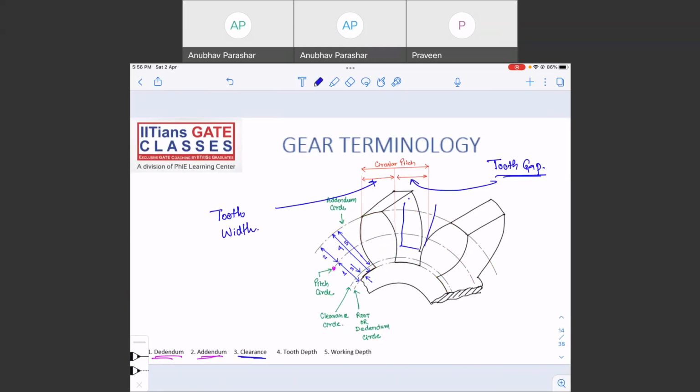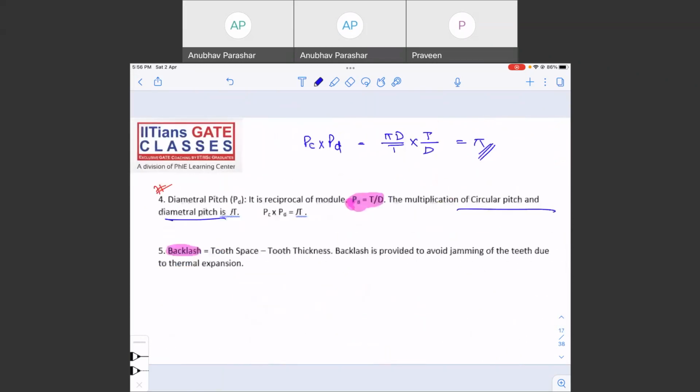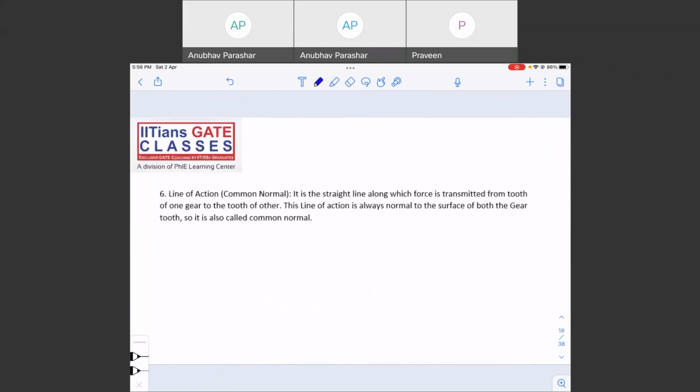When another tooth comes here, it should not get jammed. So generally the tooth gap will be a little bit more than the tooth width. Tooth space minus tooth thickness is known as backlash. So backlash is tooth space minus tooth thickness. Backlash is provided to avoid jamming of the teeth due to thermal expansion.